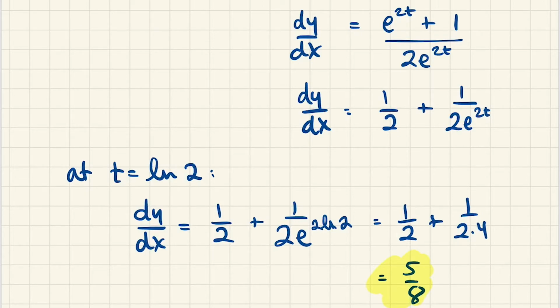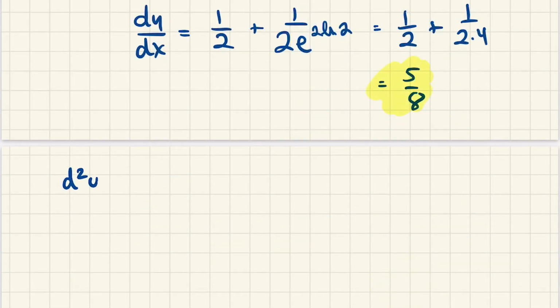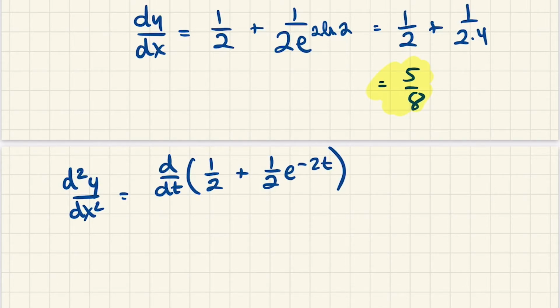Now we need the second derivative. So that would be the derivative with respect to t of the first derivative, which I'll write like that because it's a little easier to take a derivative that way. And that's all over the derivative of x with respect to t.